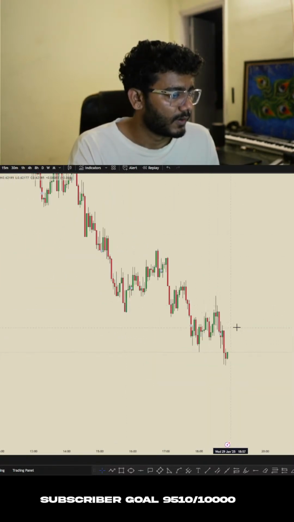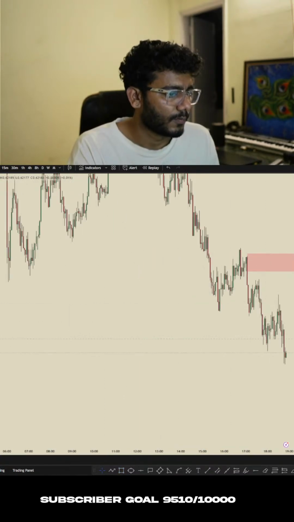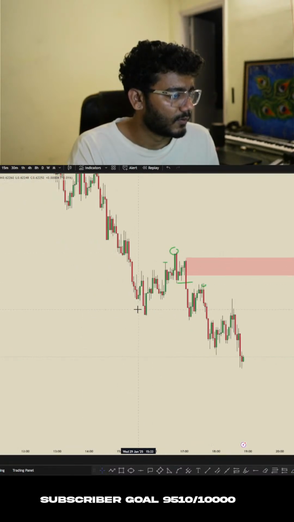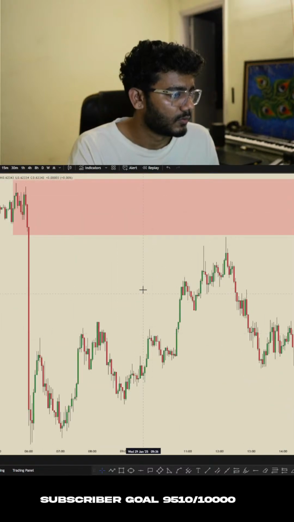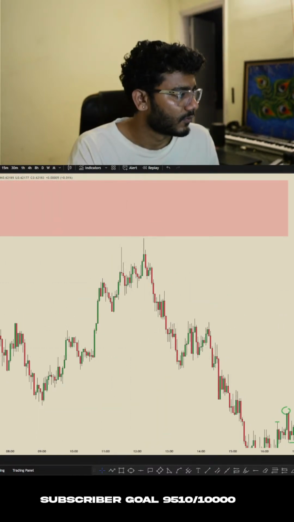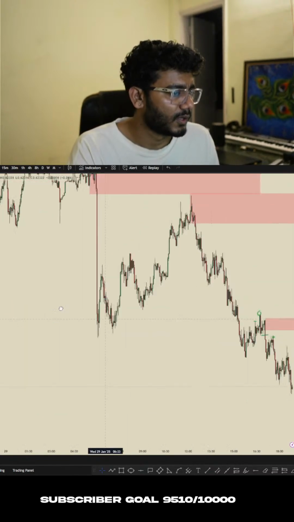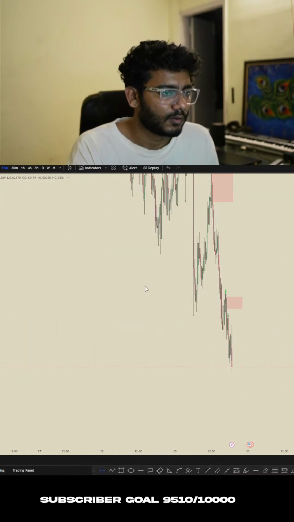Let's say this is mitigated. I think this is the order block. Price into the structure, newly created high. This is, I think, mitigated, so it's of no use. Let's see. We have only this order block, but I don't think it's worthy to take this trade. Let's skip this one.